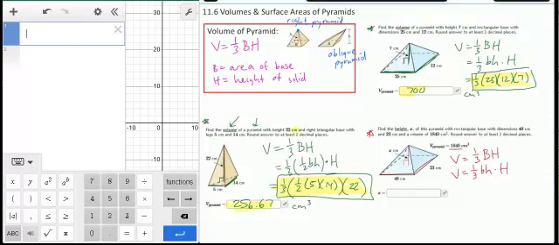I'm given a volume, so 1840 is on the left side. 1/3 times my base is 48. My height is 23. And that's all times my H value. And I'm going to go ahead and call this X since it gave me an X for that. So I'm going to solve for X here.